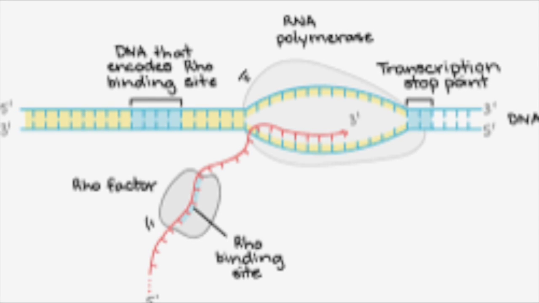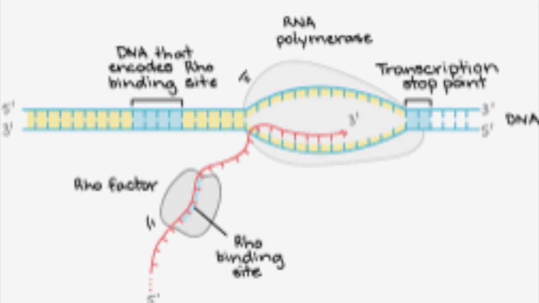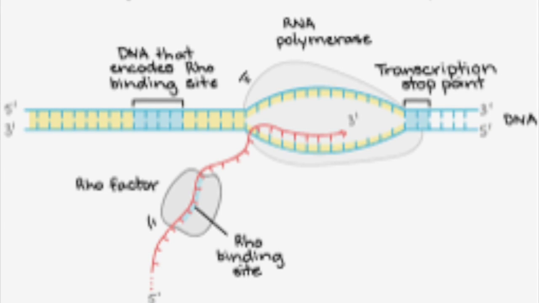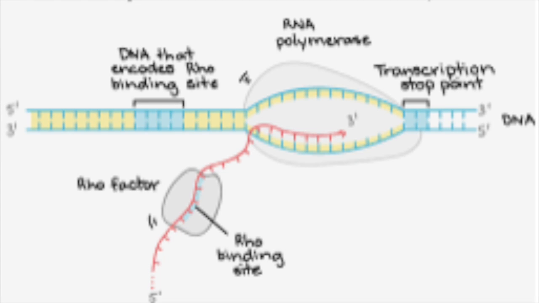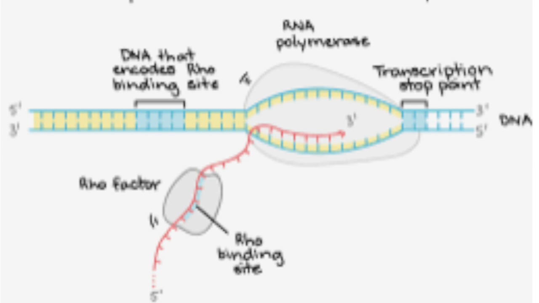A terminator is a sequence of DNA that causes RNA polymerase to stop transcription. Termination is the ending of transcription and occurs when RNA polymerase crosses a stop codon in the gene. The mRNA strand is complete and it detaches from DNA.